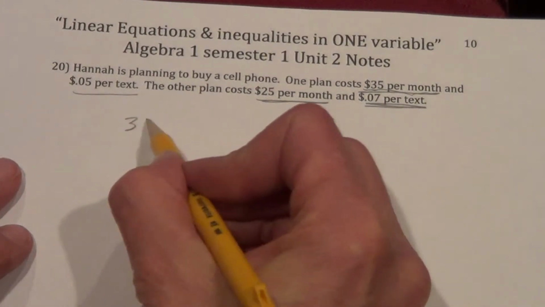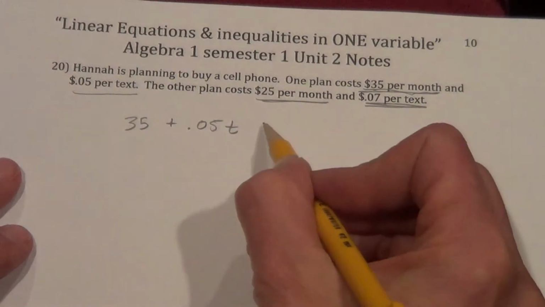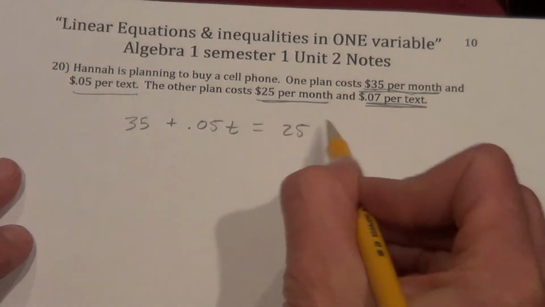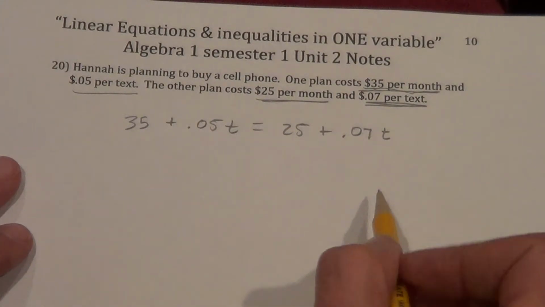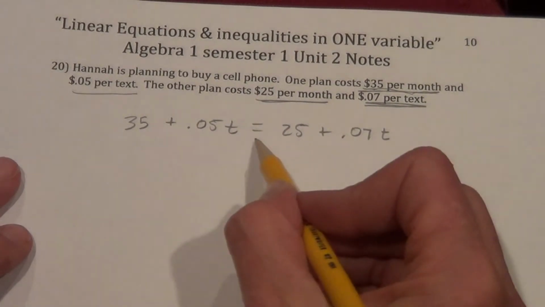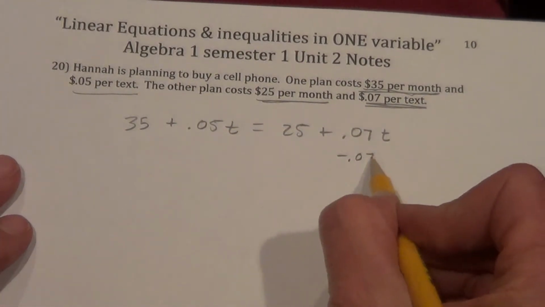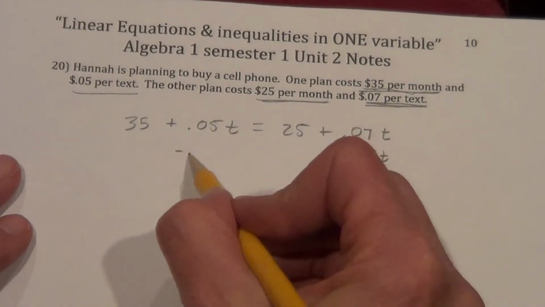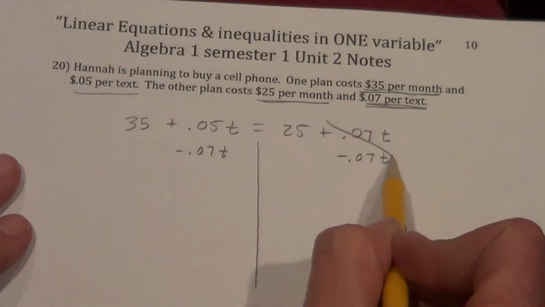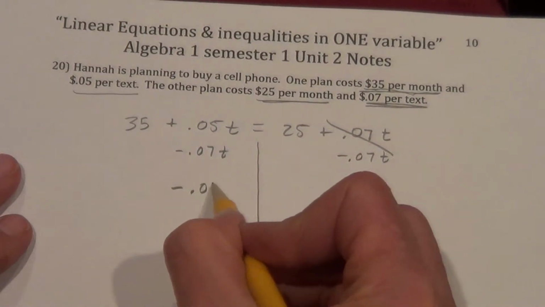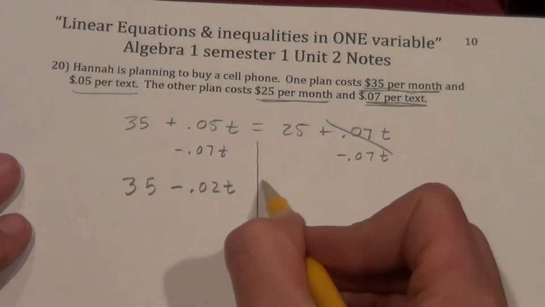Okay, so 35 plus 0.05 times your number of texts equals 25 plus 0.07 texts. We go ahead and we get our variables gathered to the left-hand side, so we subtract 0.07 from each side. That's the subtraction property of equality. That will leave us with a negative 0.02 t, 35, and 25.